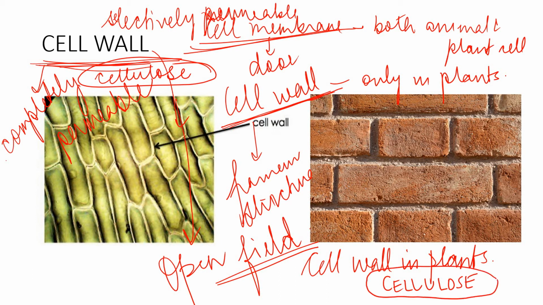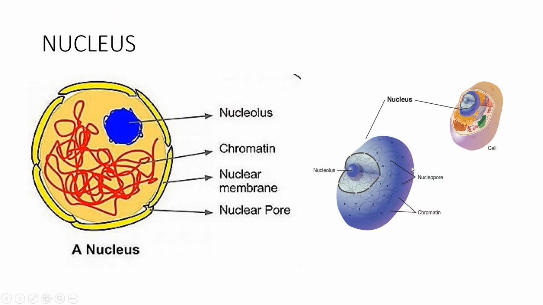With the help of cellulose, the cell walls are formed. Okay, these are like the organic constituents, you can say. Understood. So this is all about your cell wall. Next we go to the nucleus. Let's see what the nucleus is all about.